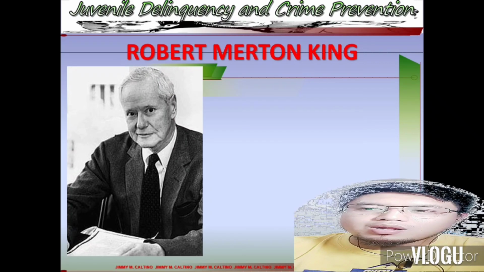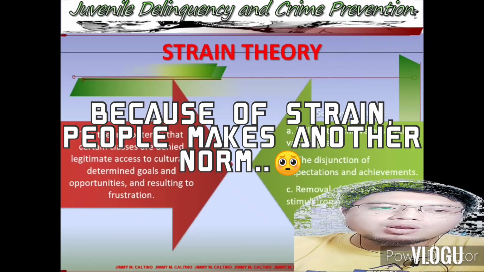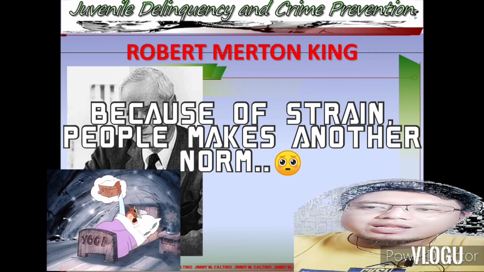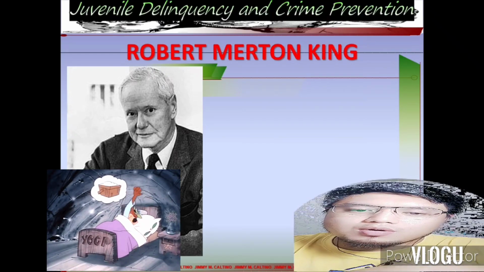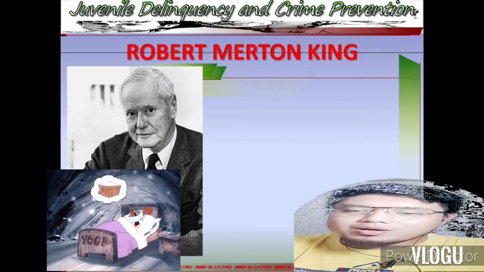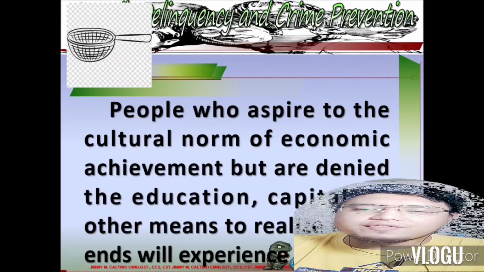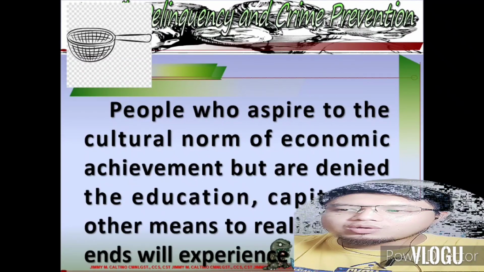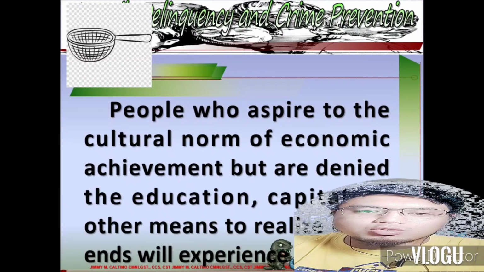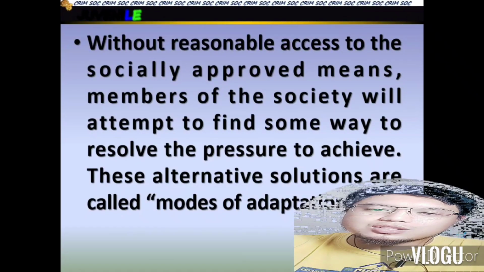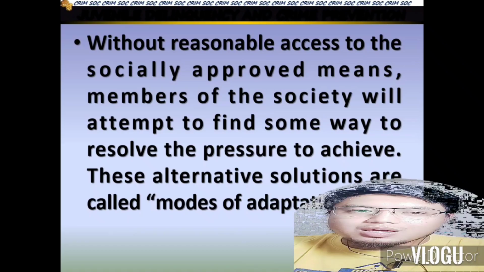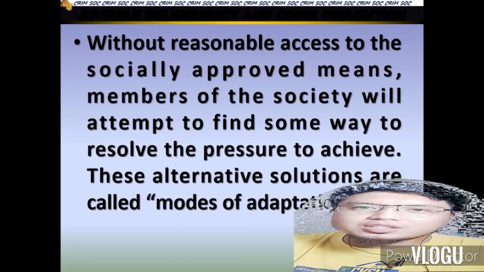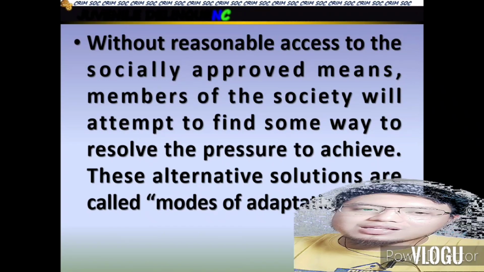Strain theory makes people aspire to a cultural norm. Okay? Makes people aspire for a dream. Makes people aspire for something, which could be economic, money related, or an achievement, or anything that they wanted to achieve in life. However, if this would be denied, if this would be strained, if this will be blocked by their education, by the capital, or by other means, they will realize that those will result in nothing. So they will experience what you call strain. So without reasonable access to reaching their American dreams, as this dream is given only approved means or approved ways to become rich, members of society will attempt to find other ways.